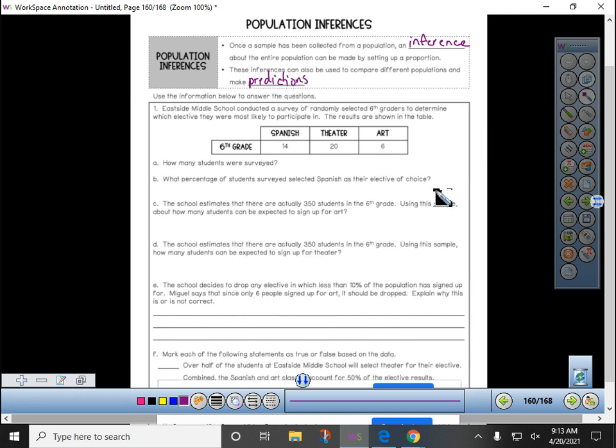Awesome. Okay, so we're going to go ahead and do this. I just want you guys to follow along. Use the information below to answer the questions. Eastside Middle School conducted a survey of randomly selected 6th graders to determine which elective they were most likely to participate in. The results are shown in the table. How many students were surveyed?